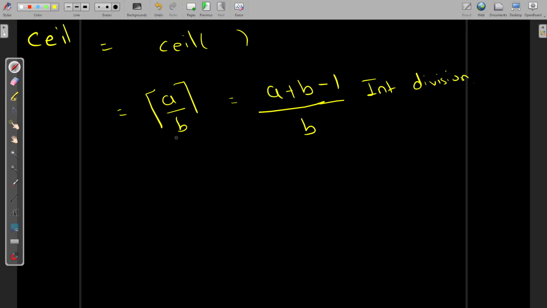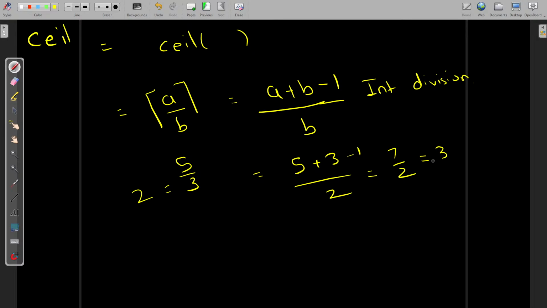Let's say I want to find the ceil of 5 upon 3, which is equal to 2, right? Here I can write it as 5 plus 3 minus 1 upon 3, which is 5 plus 3, 8, minus 1, 7 upon 3. Integer division means we will not have digits after the decimal point. The formula is a plus b minus 1 upon b, so this would be upon 3. And 7 upon 3 is 2. So this is how we take the ceil.